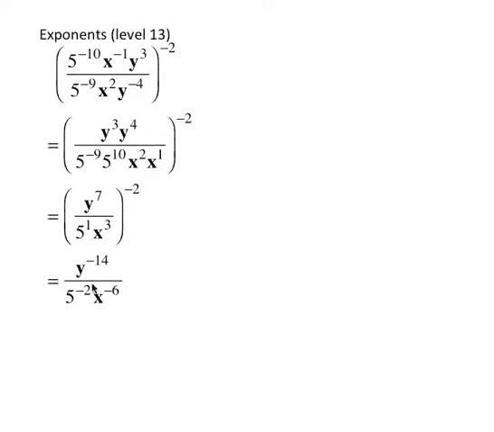Okay, and then anything with a negative exponent is on the wrong floor, so that's all of them. So the y to the negative 14 is going to come down to the denominator, the 5 to the negative 2 is going to go up to the numerator and become 5 to the positive 2, the x to the negative 6 is going to move up to the numerator and become x to the positive 6, like that.